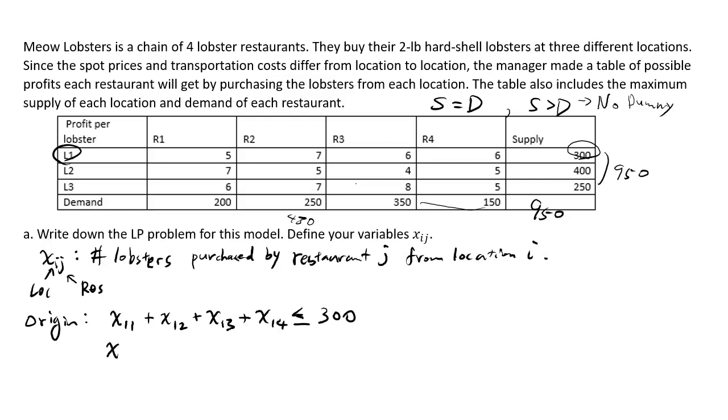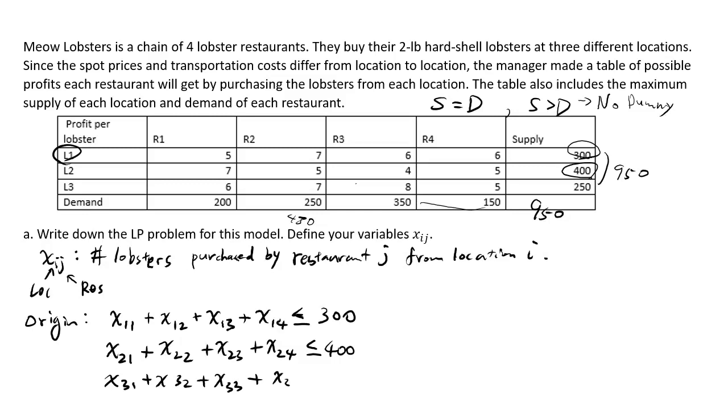And then we go on to L2, location 2 to restaurant 1, location 2 to restaurant 2, location 2 to restaurant 3, 2 to 4, and this time location 2 has 400 as its maximum supply. Location 3-1, location 3-2, location 3-3, location 3-4 has to be less or equal to 250.